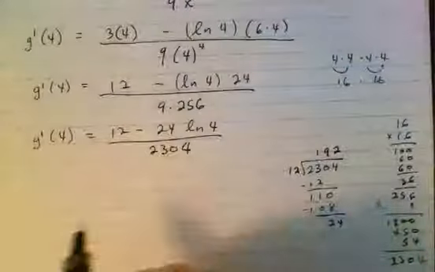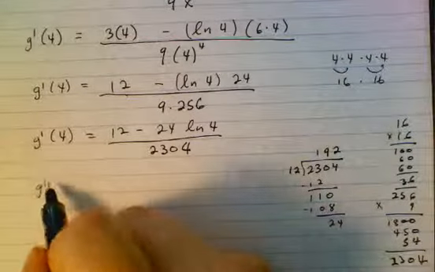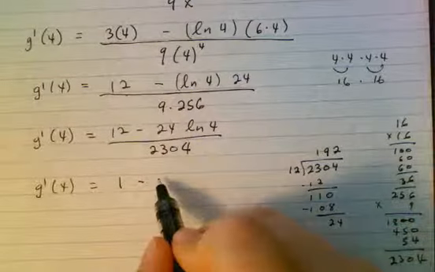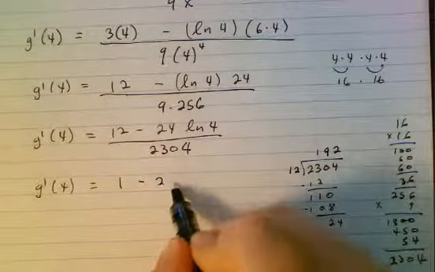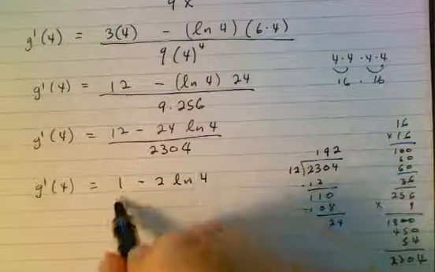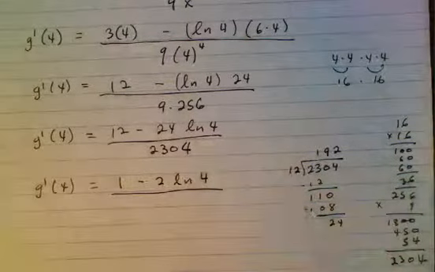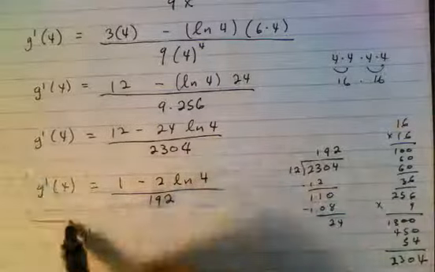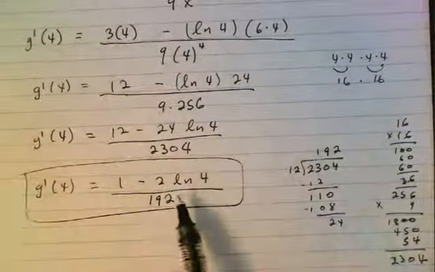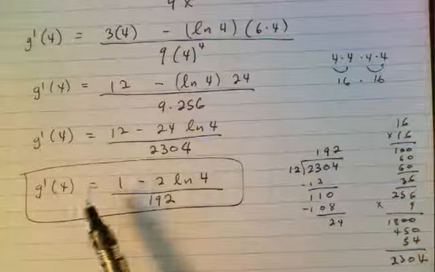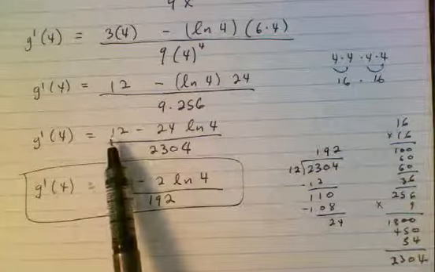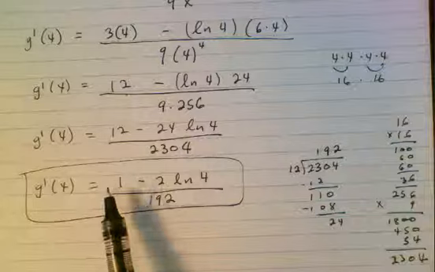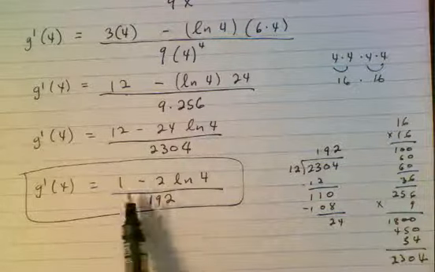So this is nice. 12 is divisible by 12, so that's going to give us 1. 24 is divisible by 12, that's 2 times the natural log of 4. And then 2,304 divided by 12 gives us 192. Without a calculator, we can't go any further with that natural log of 4 there, so we just leave it like that. Make sure when you're dividing 12 by 12, anything divided by itself is 1, not 0. You're still going to have the same number of terms here that you do here.